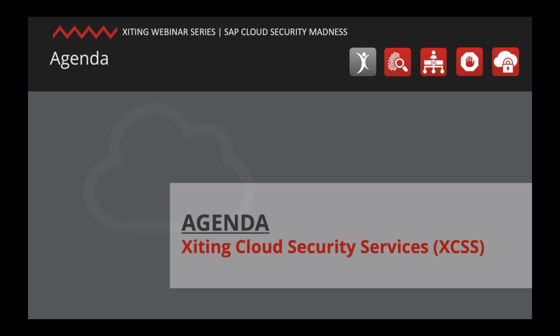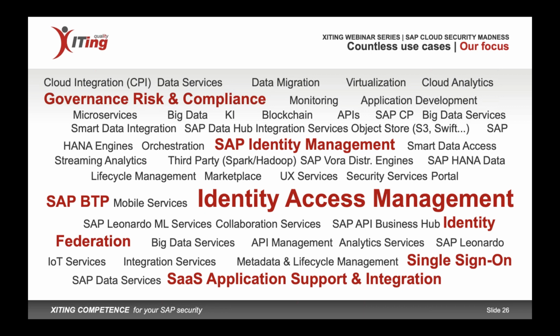So now let's take a look at our exciting cloud security services, where we will focus on this. Cloud is a large area with countless use cases. And if you look at the many possibilities, it quickly becomes clear that you simply cannot cover all topics. And as often, specialization is required. And Exciting's focus is clearly in the area of identity and access management. And that includes hybrid and cloud solutions. So it takes a holistic view on that topic.